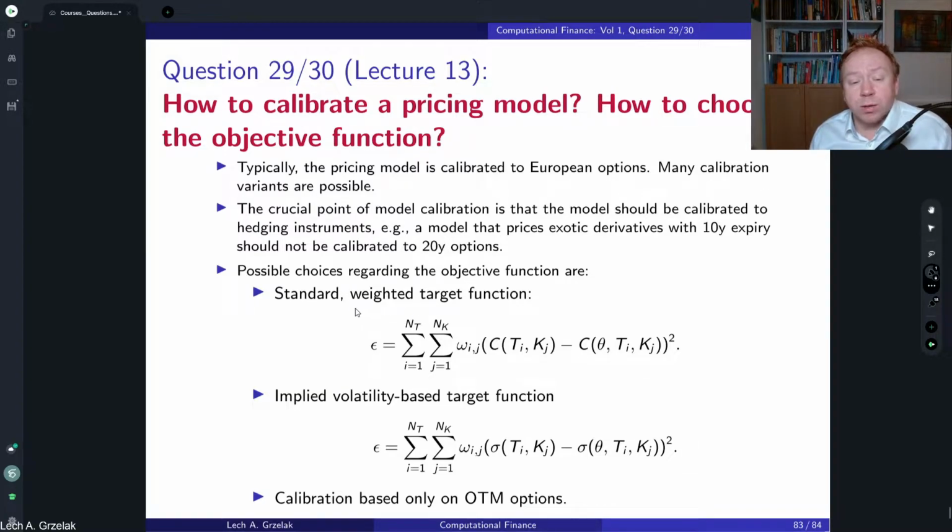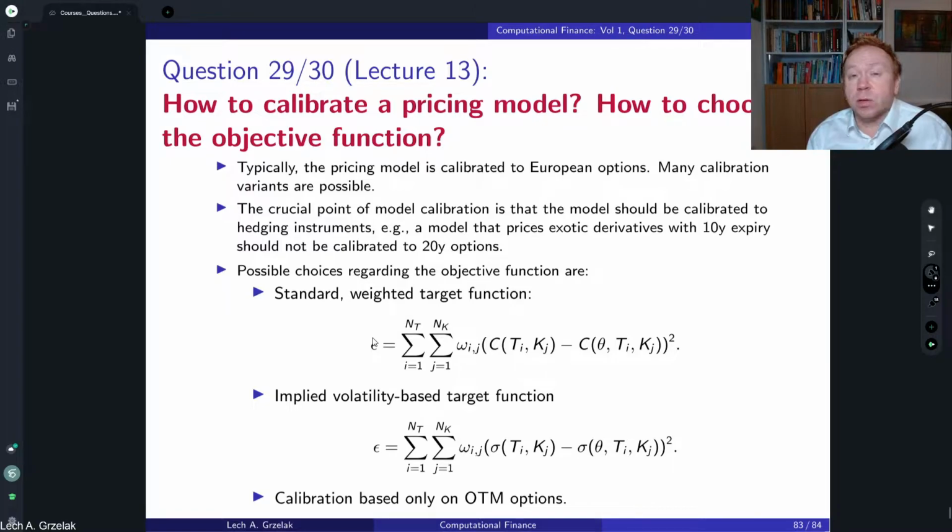So let's go back here. If we have a standard error, so this is your calibration, the target function in your optimization that you would run to find the optimal parameters for your stochastic volatility model, for example, of some model that you have. So you choose a model, this model has parameters.